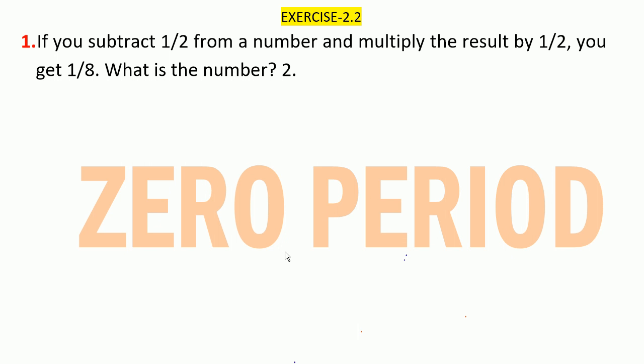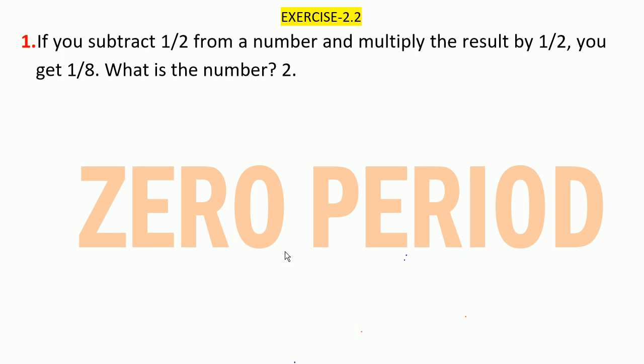Hello children, today we are going to solve exercise 2.2 of NCERT. The chapter name is linear equation in one variable.